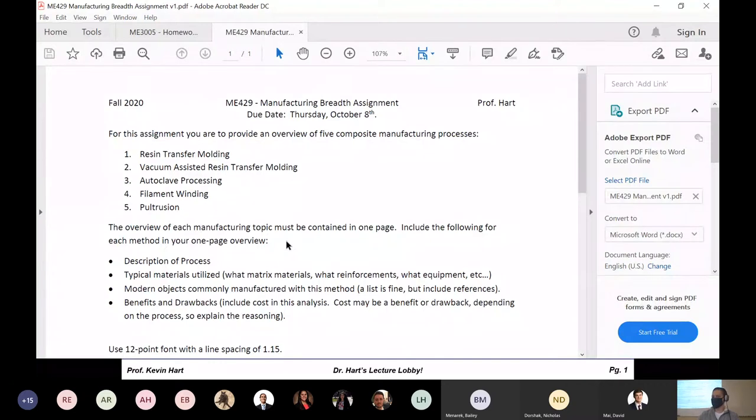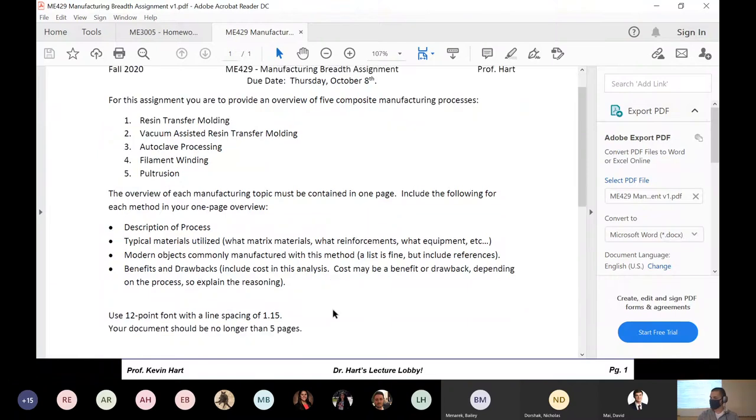So these five methods, I just kind of ask you to overview them, maybe one page per. Talk about things like a very brief description of the process, some typical materials that you might see manufactured with these particular methods, modern objects commonly made, and benefits and drawbacks. Most of this material you can probably just take directly from my notes. You might need some additional references from the outside, like I found from this website that they make hockey sticks using this particular method. That would be cool information.